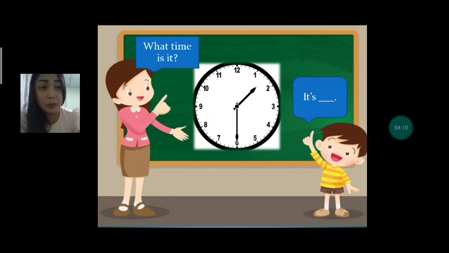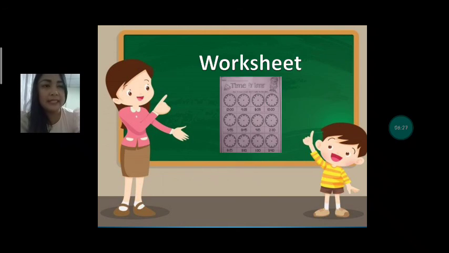What time is it? The short one is pointing to number 1 and the long one is pointing to number 6. So it means it's 30. It's 1:30. Very good. How about this time? What time is it? Very good. It's 8:10.